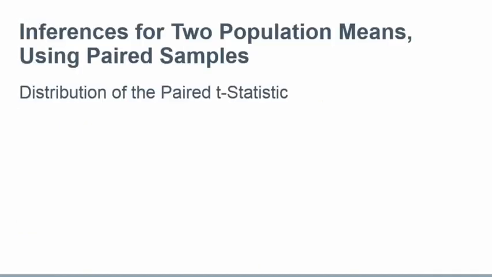Recapping, inferences for two population means using paired samples. Distribution of the paired t statistic. The difference here is how we find the test statistic. It is t equals d bar minus parentheses mu sub 1 minus mu sub 2 close parentheses all over s sub d times the square root of n, where the degrees of freedom is n minus 1.